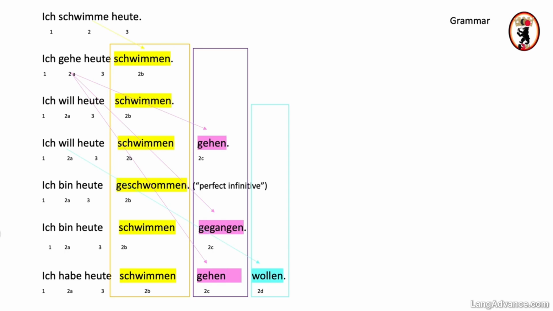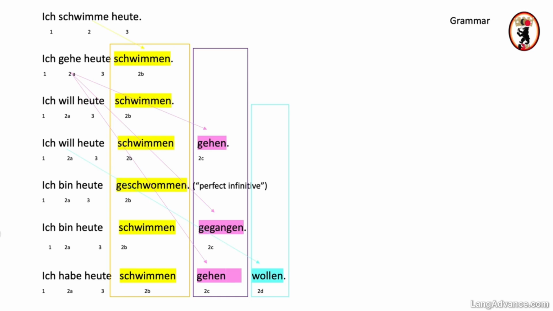The sentence translates to I swim today. Then we have I go swimming today. The following sentence is I want to swim today. Then we have I want to go swimming today. Then I have been swimming today. I was swimming today. The following sentence translates to I have been going swimming today, or I went to go swimming today. And the last one is I have wanted to go swimming today. Okay, this is a lot, I know.